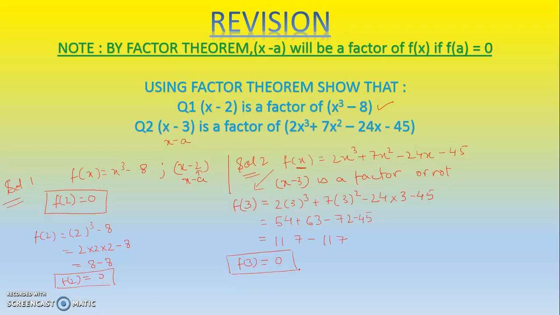This implies x minus 3 is a factor of f(x). What is f(x) here? 2x cube plus 7x square minus 24x minus 45. Followed? I'm repeating again: on solving f(3), if we had got minus 1, minus 2, 2, 5, any values except 0, then we would have said x minus 3 is not a factor of 2x cube plus 7x square minus 24x minus 45. I hope you have followed, students.